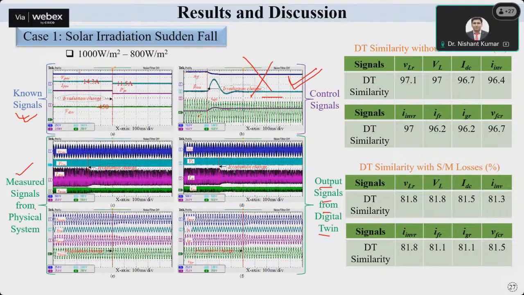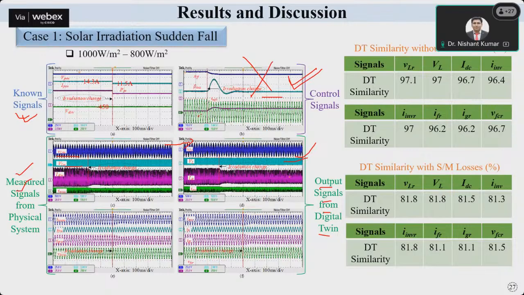Measured signal means, suppose you are talking about inductor voltage and inductor current. Temporarily you have placed your probe there to see the waveform across your inductor, and the current across the inductor. That is the measured signal. Another is the output signal of the DT, generated through the DT, and both you are going to match. Similarly, this is the inductor current, and both you are going to match.